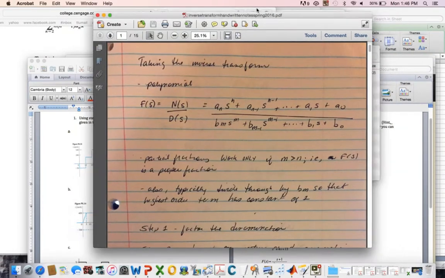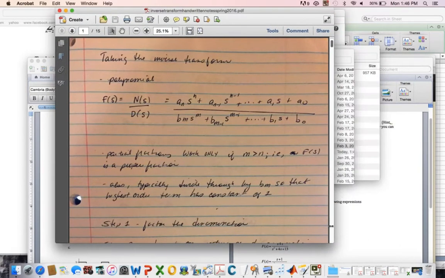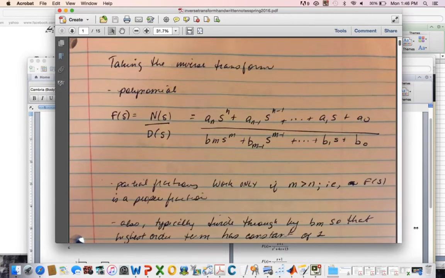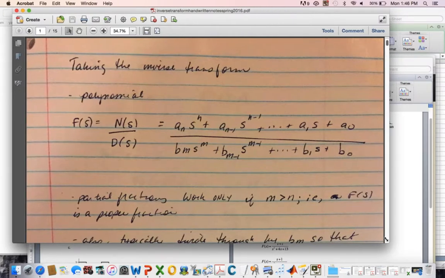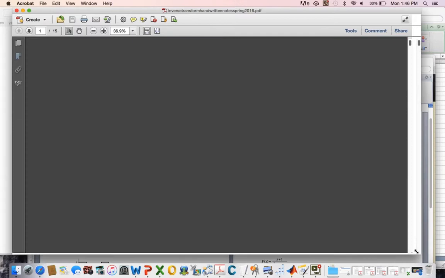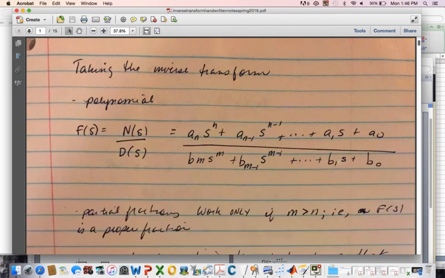Okay, what I want to talk about now is ways to take the inverse transform. The textbook is a little bit incomplete on some of the ways to take the inverse transform, especially on partial fraction expansions. So I'm just going to go over a little bit about how to do that.